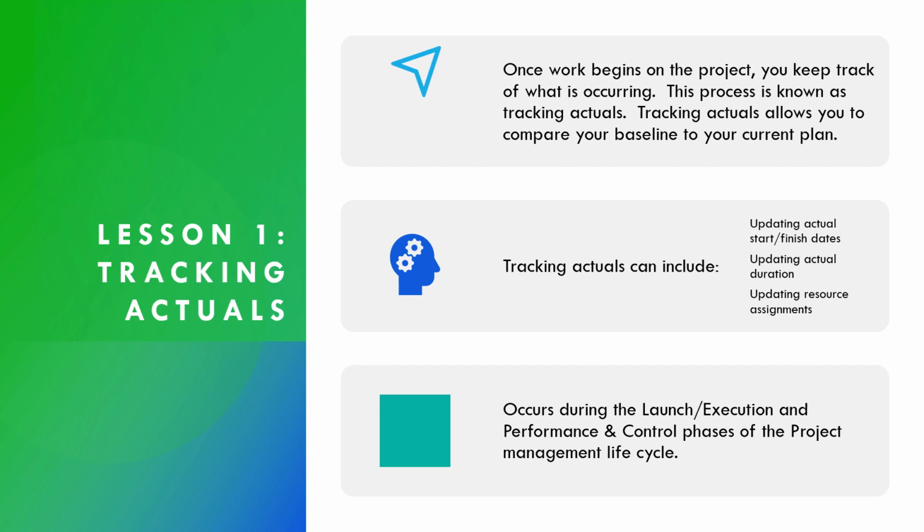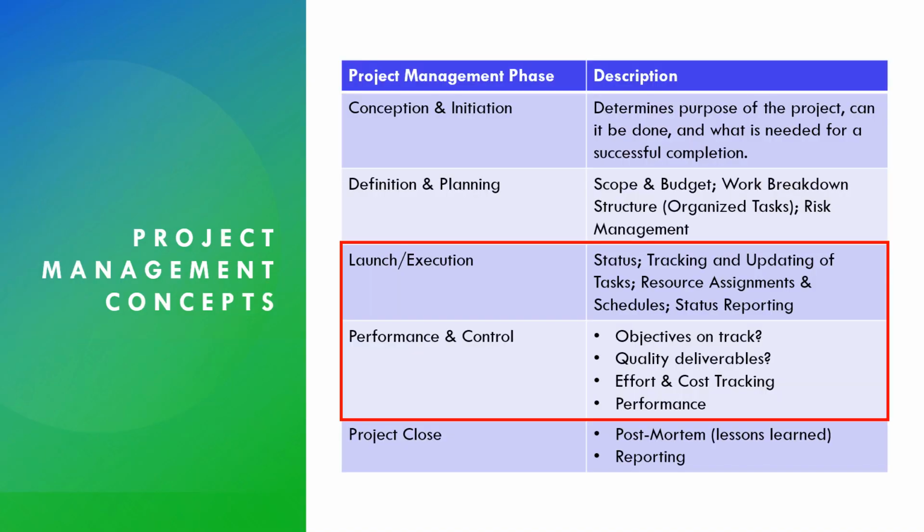Tracking actuals occurs during the launch and execution phase of project management, as well as the performance and control phase of the project management lifecycle. You can see these two phases highlighted on the screen. So during the launch and execution phase, you are tracking and updating your tasks and your resource assignments and schedules. In the performance and control phase, by tracking and updating everything, you'll see whether your objectives are on track. And you're also doing effort and cost tracking during that phase.